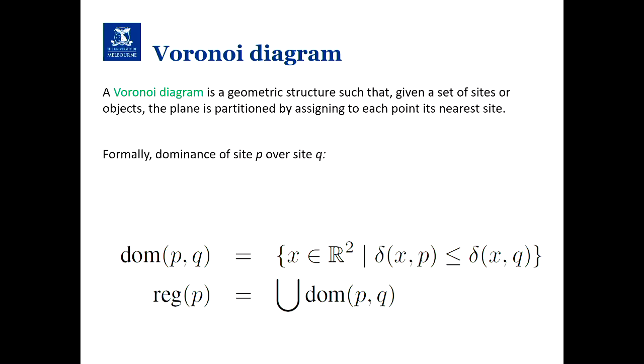So dominance is finding where does the point belong, and region is defining where all of the points belong, if it's cell P or cell Q. And we'll have more images, so it'll hopefully make more sense.